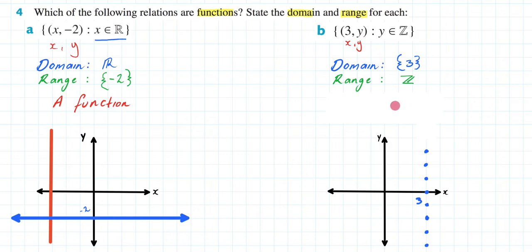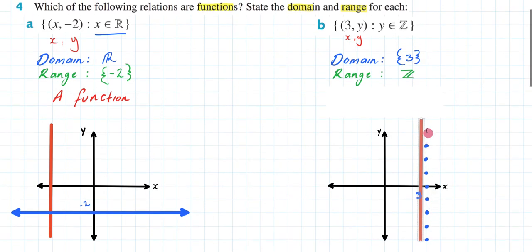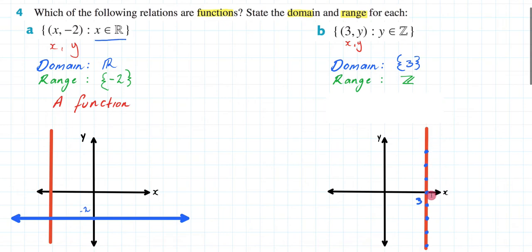Now we need to figure out whether or not this is a function, and to do this we're going to be using our vertical line test. So I'm going to get rid of that, draw a vertical line, and I'm asking myself, is there any place on this graph where I'm going to have more than one intersection spot? And as you can clearly see here, when x equals 3, I'm going to have multiple intersection spots.